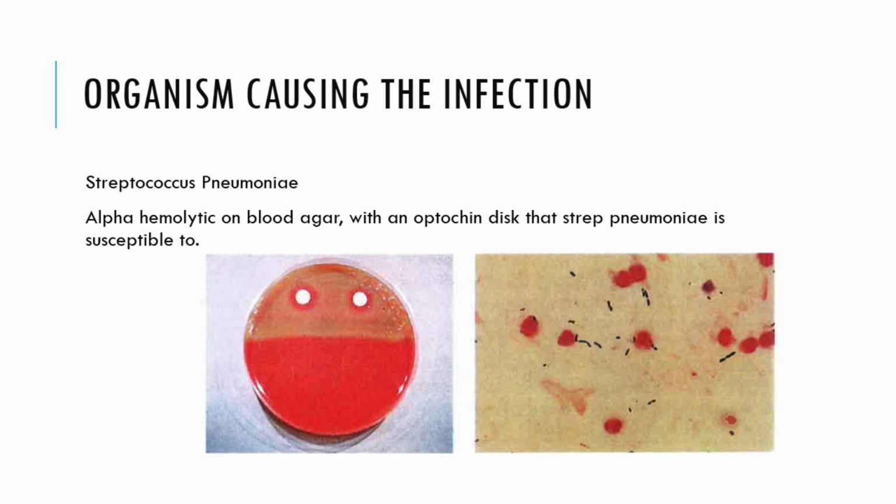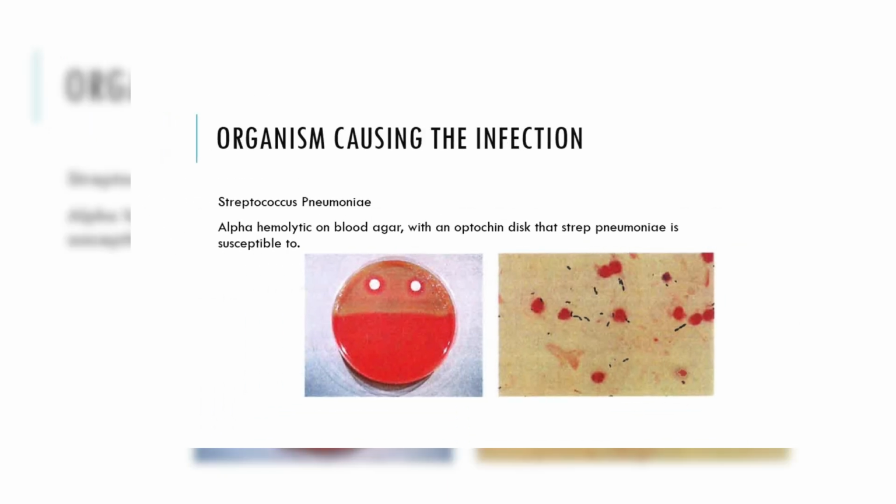The organism for our case study came out to be Streptococcus pneumoniae, and we know that by the blood agar that is shown. It shows that it is alpha hemolytic, and the 2 white dots are optochin discs with a zone of inhibition that is greater than 14 millimeters, which is used to differentiate between which strep bacteria. And we can see that since the zone of inhibition is greater than 14 millimeters, that is a strong tell that it is strep pneumoniae.